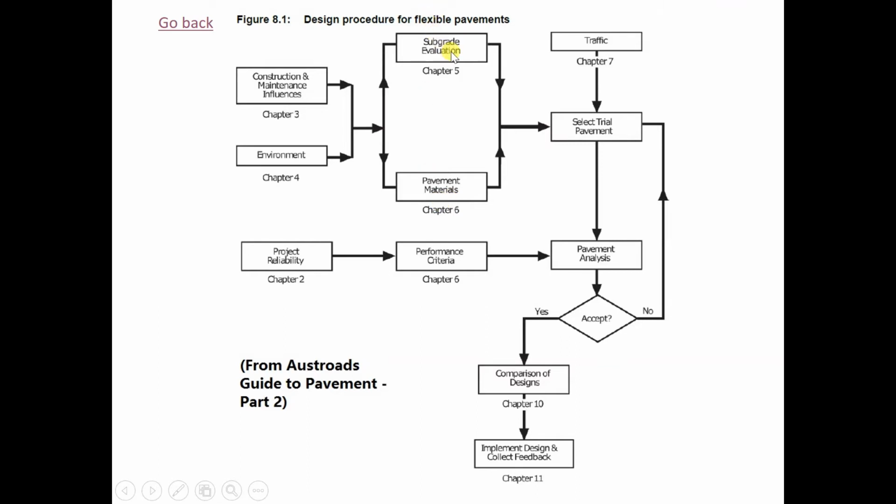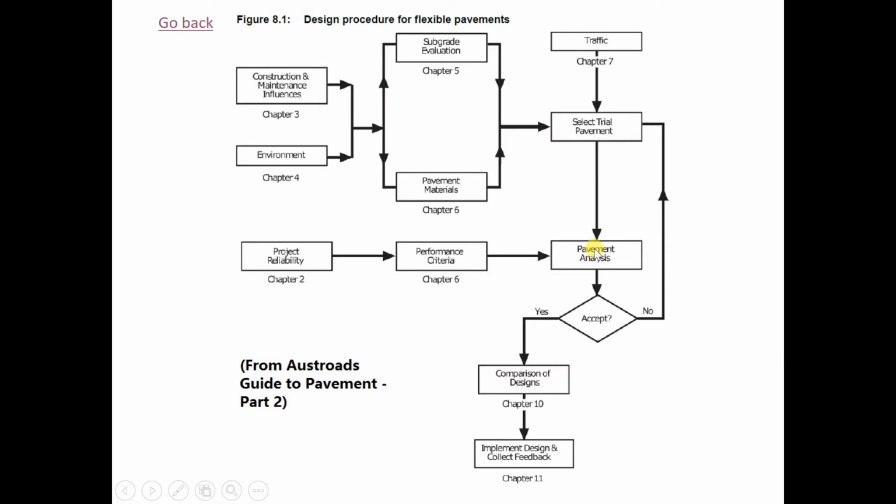Okay, subgrade evaluation, we need to evaluate the subgrade. We still talk about CBR, but the CBR can be converted to MPa as well. This is influenced by the construction and materials, maintenance influence, and the environment. So we select a trial pavement. When you select a trial pavement, you consider the traffic, because some roads have bigger traffic than others, so we have to consider the traffic volume.